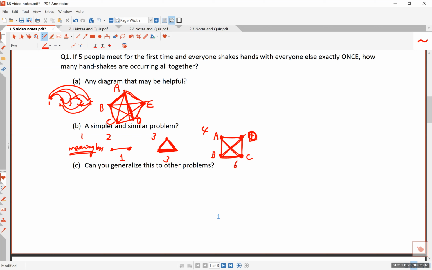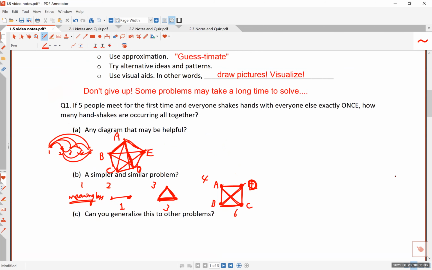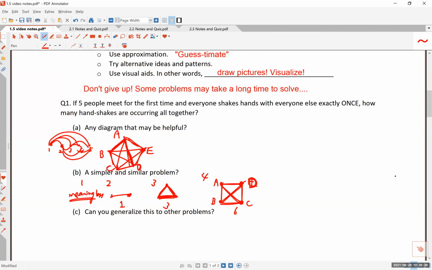Now, this is such a great example. The reason this is a good example is because I hope you have seen that we have represented a person with a point and a handshake with an edge, right? This is a kind of abstraction that can be effectively used in solving problems. No longer is this a problem about hands and people. This is a mathematical problem about points and edges, right?